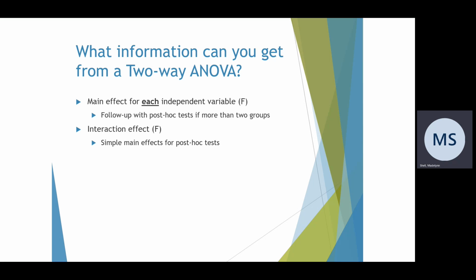Two-way ANOVAs will also tell us about interaction effects. So is there an interaction effect somewhere in there? If we find an interaction effect, remember that that just tells you that something is happening, but it doesn't tell you which conditions differ from other conditions. So we'll need to look at the post hoc tests for that as well.